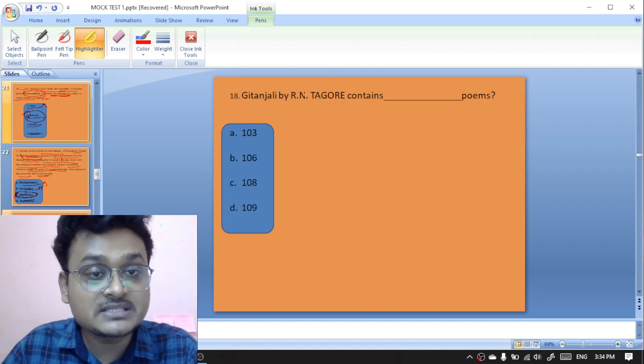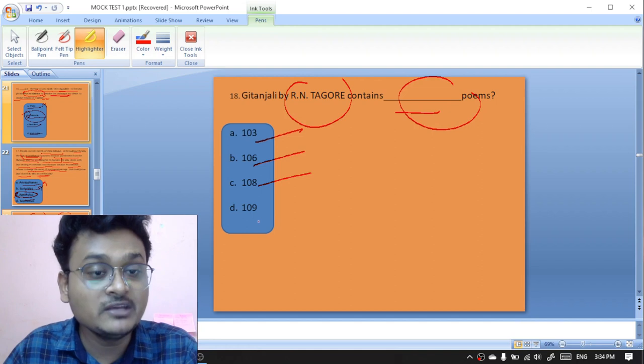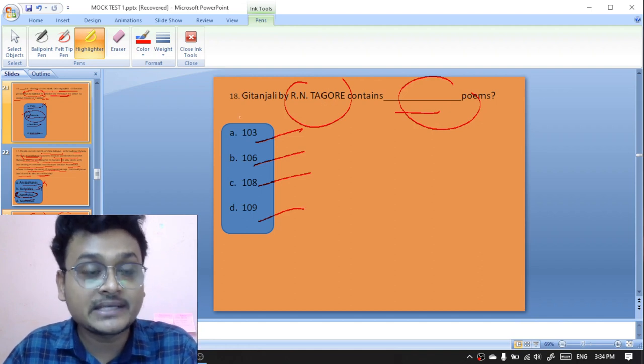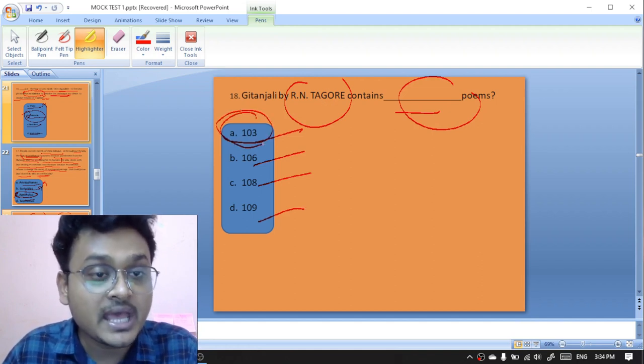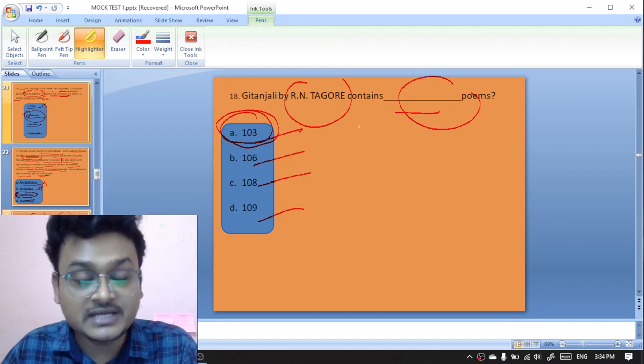Moving to the next question. Gitanjali by Rabindranath Tagore contains how many poems? 103, 106, 108, 109. So Gitanjali by Rabindranath Tagore contains 103 poems, and its preface was written by William Butler Yeats.